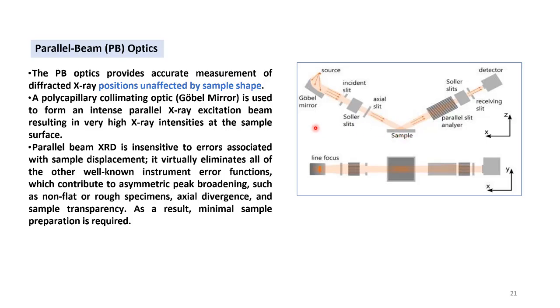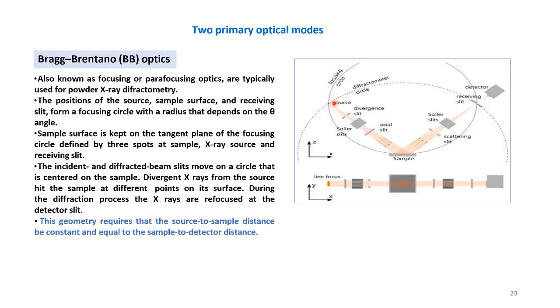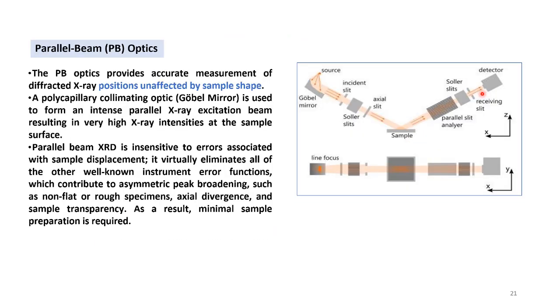Then a capillary collimating optic, that is the Göbel mirror, is used to form an intense parallel X-ray beam. So here we are flowing the X-rays in a parallel way. In the previous one, we were diverging the X-rays and then converging them back. However, in the parallel beam, we are directing parallel X-ray beams onto the sample, and then very high X-ray intensities get reflected or diffracted from the sample, and we detect them with the detector.